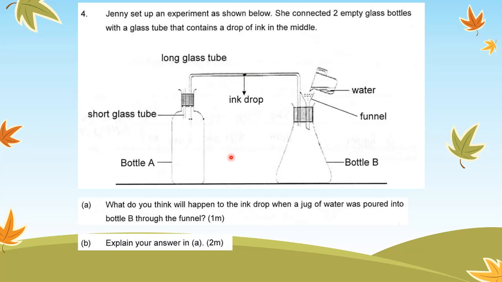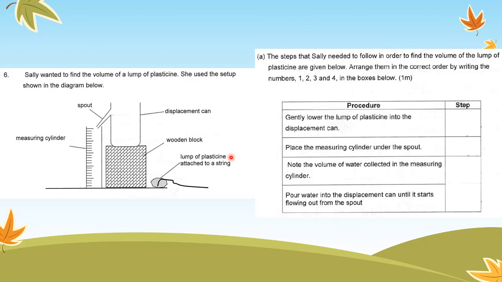Okay? Now let's take a look at the next question. Sally wanted to find the volume of a lump of plasticine. She used the setup shown in the diagram below. Okay? We have the measuring cylinder, we have the displacement can with the spout, we have the wooden block, we have the lump of plasticine attached to a string.